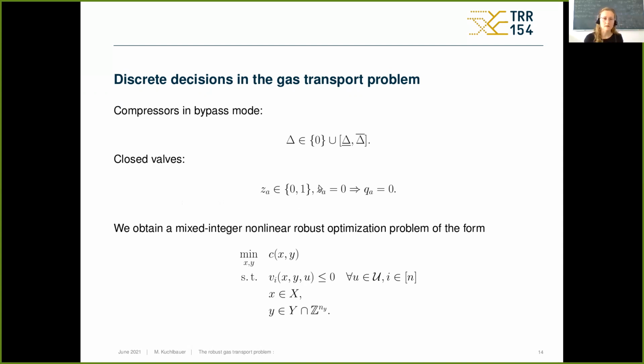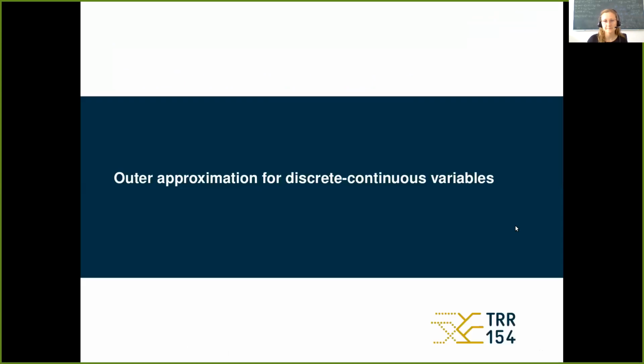And when we want to consider such discrete decisions, we obtain a mixed integer nonlinear robust optimization problem of this form, with uncertainties here in the u. So this type of problem is now even more challenging than the continuous version. And in order to handle this type of problem, we want to consider an outer approximation method that uses the adaptive bundle method for the continuous subproblems.